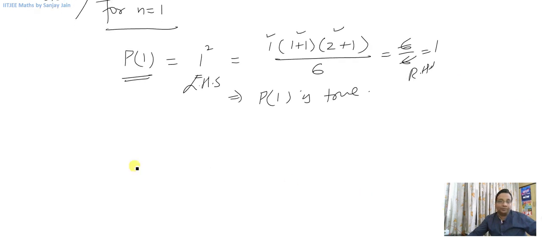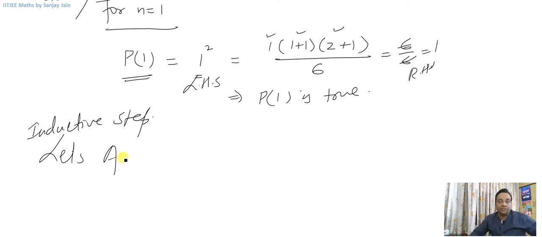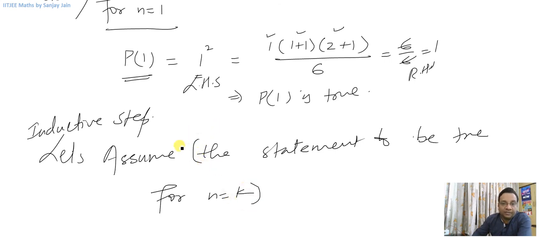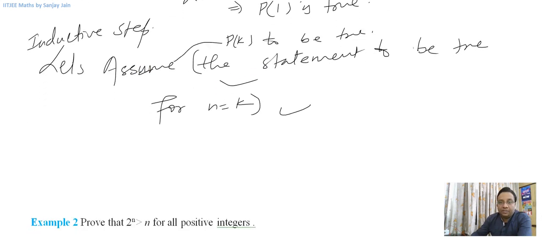Now this is the inductive step. Let's assume the statement to be true for n equal to k, or in other words, rather than writing all of this, you could have written let's assume P of k to be true, right? Both of these statements are correct. Now we have assumed that P of k is true.